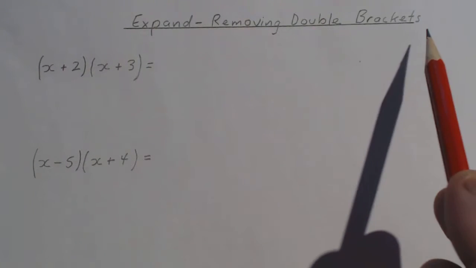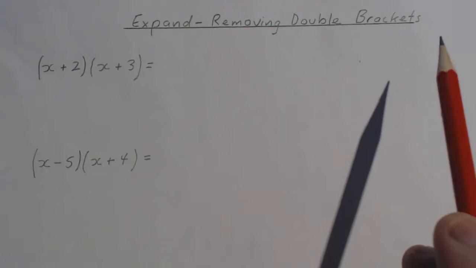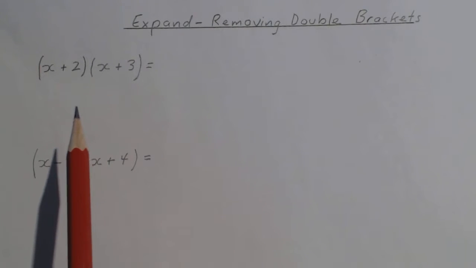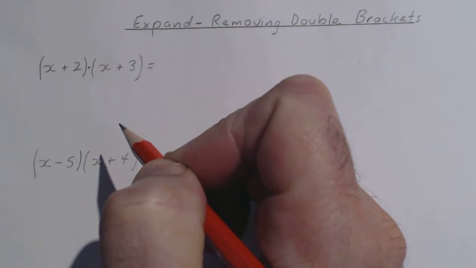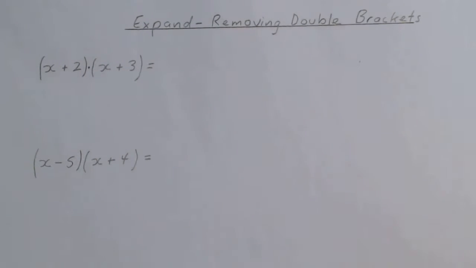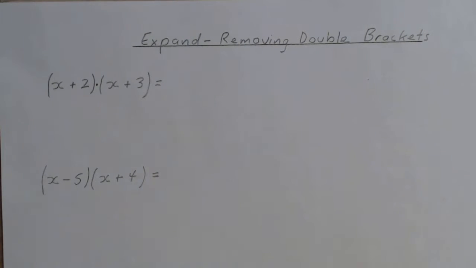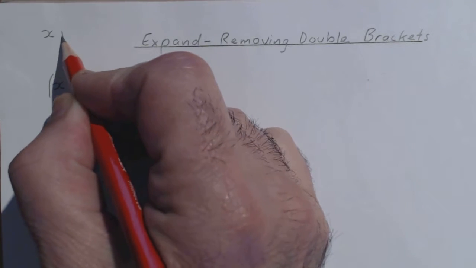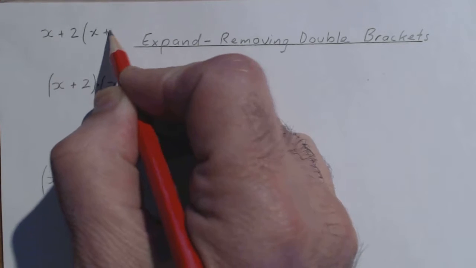Expand, removing double brackets. So we're now going to continue the process of expanding, but you can see we've got two sets of brackets here, where that operation between the brackets is multiplication. But before we do this, let's just have a look again at some previous examples we've been doing of the type where we had x plus 2 outside of x plus 3.